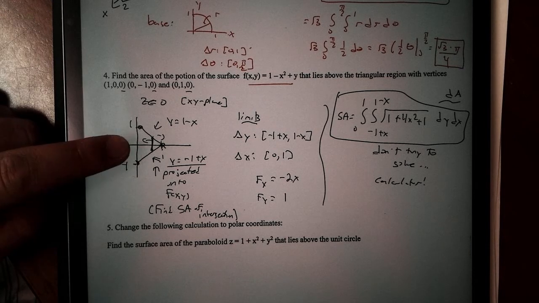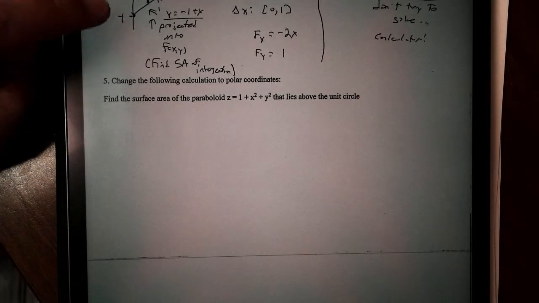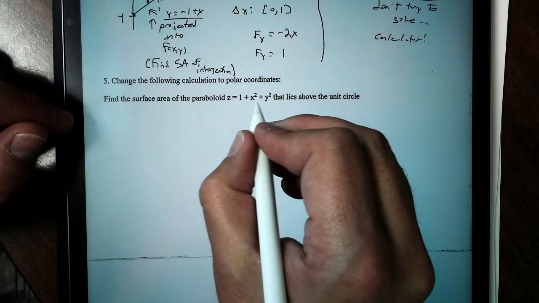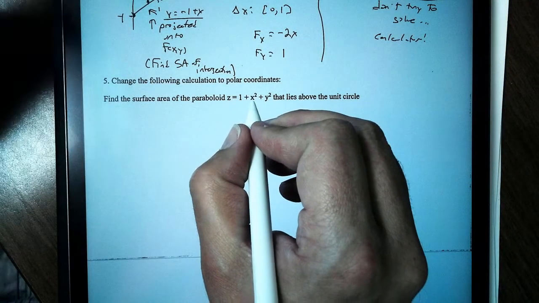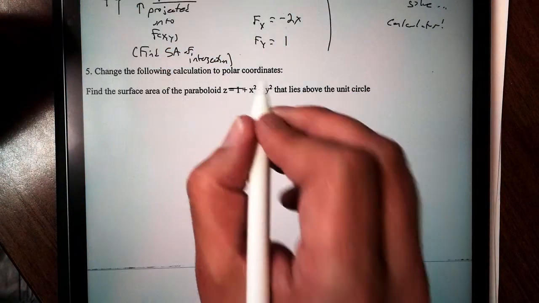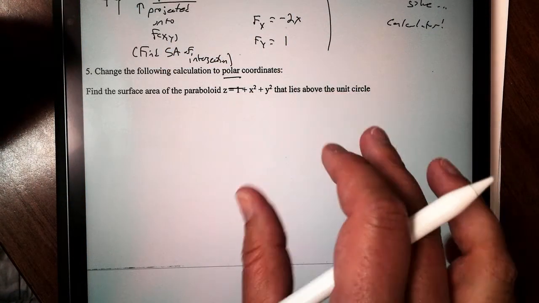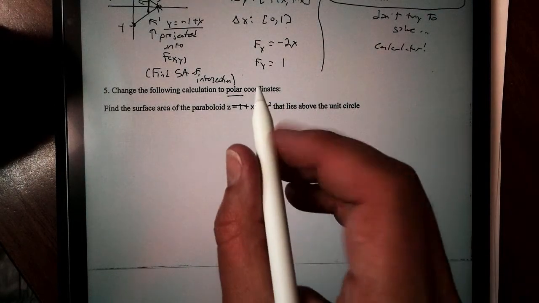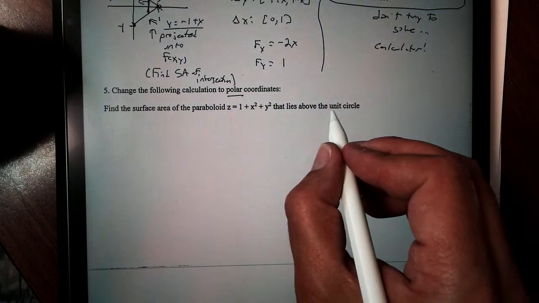All right, let's take a look at the last one. Change the following calculation to polar coordinates. We like polars because we look at this and see, oh look, there's a circular part here, this x squared plus y squared. So we're looking to write this in polar. We want to find the surface area of the following paraboloid that lies above the unit circle.